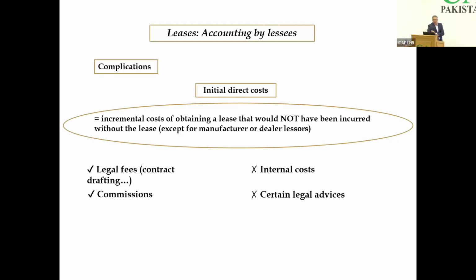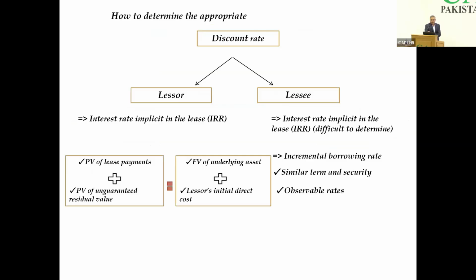Okay, initial direct cost. Initial direct cost will be part of the right of use asset if it is incremental in nature. If it's not incremental in nature, then it will not be part of the right of use asset. As far as lessor accounting is concerned, if it's a manufacturer or dealer lessor, then it will be expensed out. Otherwise, it will become part of its net investment in the lease. Examples are legal fees and commissions, but internal costs, certain legal advice, or certain recurring charges will not become part of the initial direct cost.